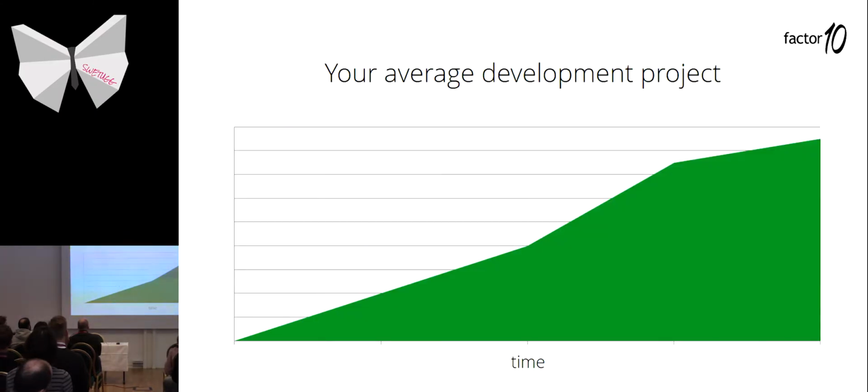In your average development project, something increases over time. Something in the beginning of the project is very small, and over time it builds up and becomes very large. What is it? Complexity. Something else? Code. Code, yes. Also, time spent to fix bugs.